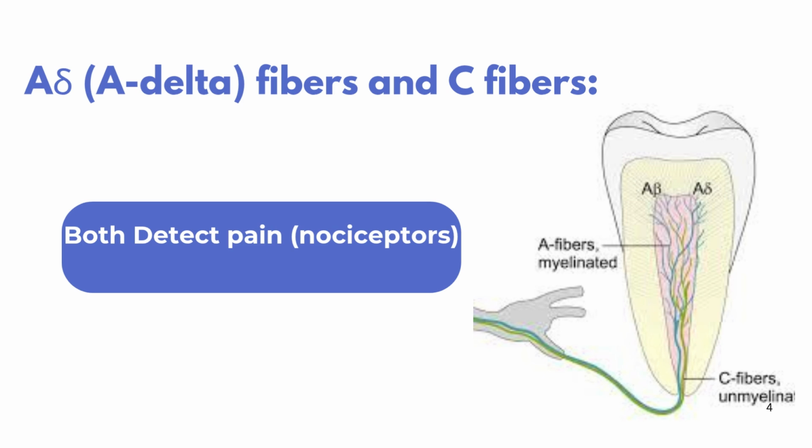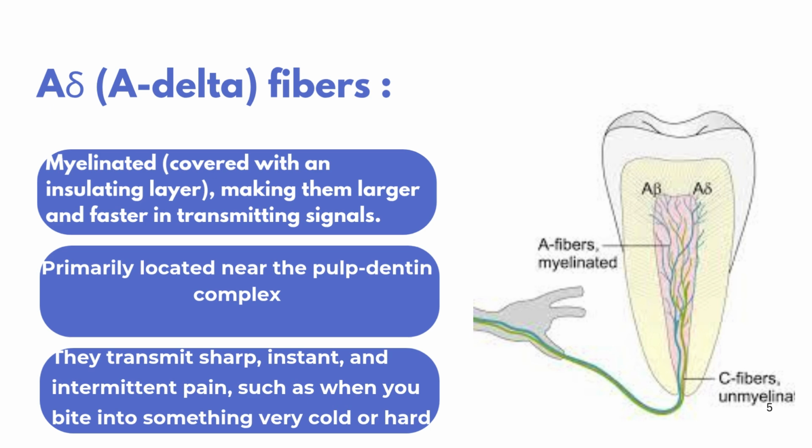We have different types of fibers, actually three: the A delta fibers and C fibers, and there are the beta fibers, which are more associated with the sensation of light touch and pressure. But here we will be discussing A delta fibers and C fibers, which are more associated with transmitting pain. A delta fibers.